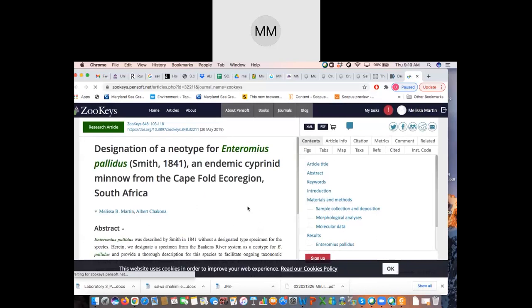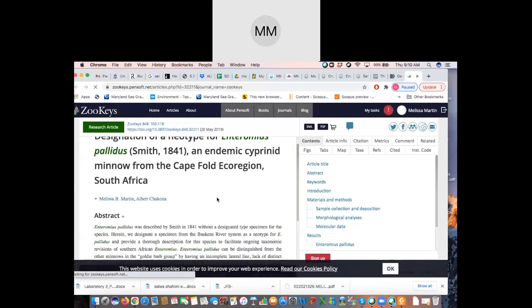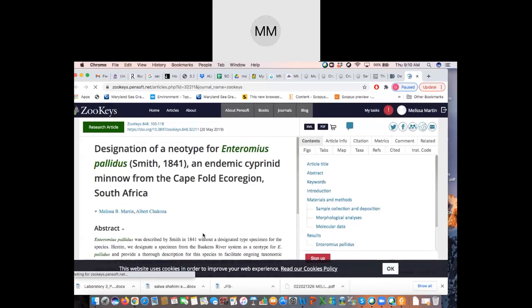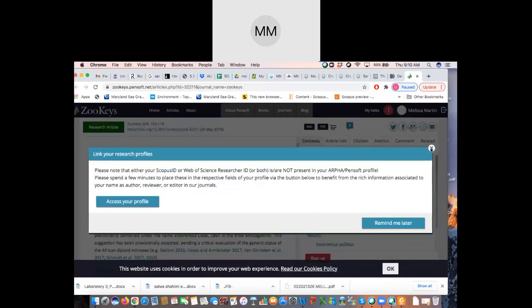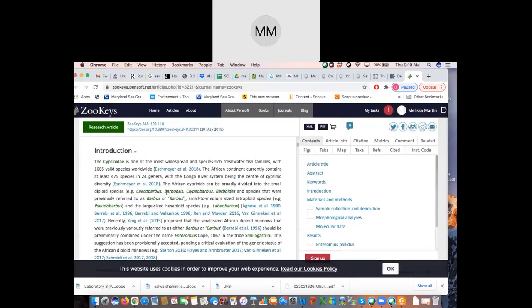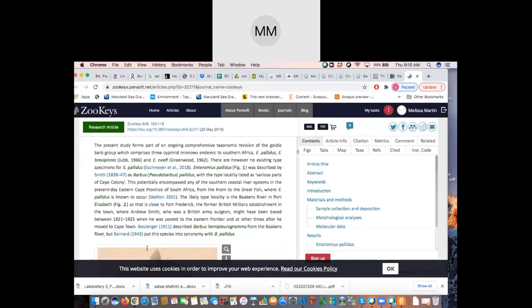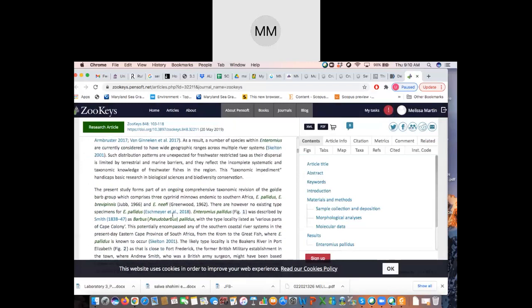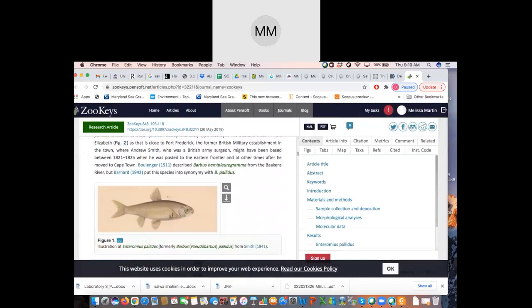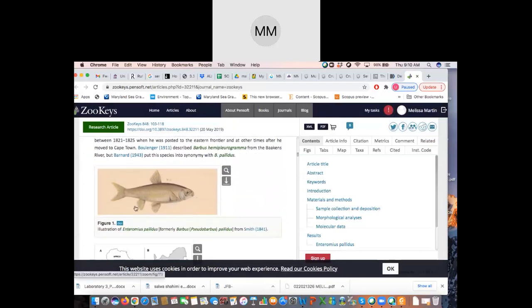Okay, so this is a paper that I worked on with my collaborator on designating a neotype. Now, when this author first described the species, the type specimen was not found again, but he only had this picture for reference. So technically, this should be the type, okay?